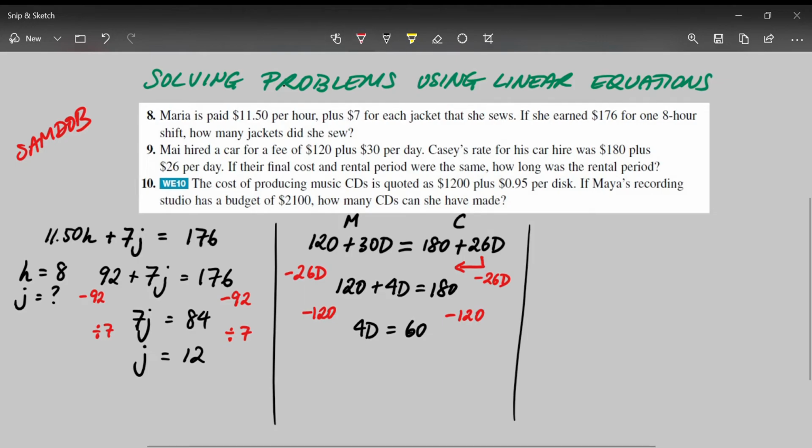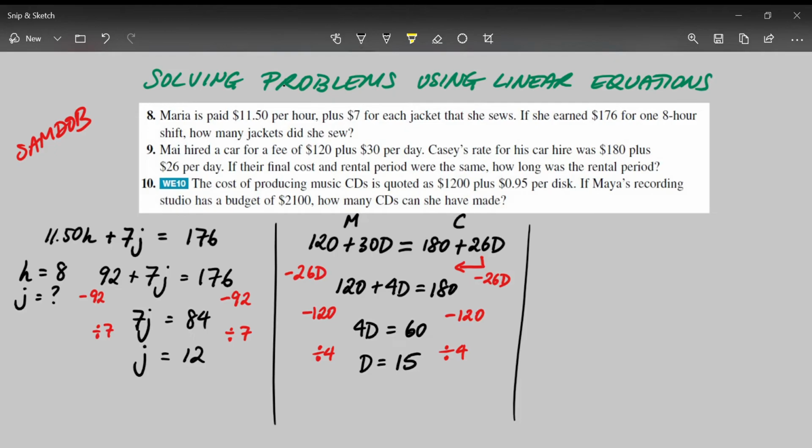And the 4 is multiplied to the D. So to eliminate that, we want to do the opposite by dividing both sides by 4. And we do it to both sides to keep it balanced. We can't just do it to one side, so please make sure that you don't leave that step out. So the number of days is equal to 15. May hired her car for 15 days, and with her rate, she paid exactly the same amount as Casey, who also hired for 15 days, but had a different, higher cost.